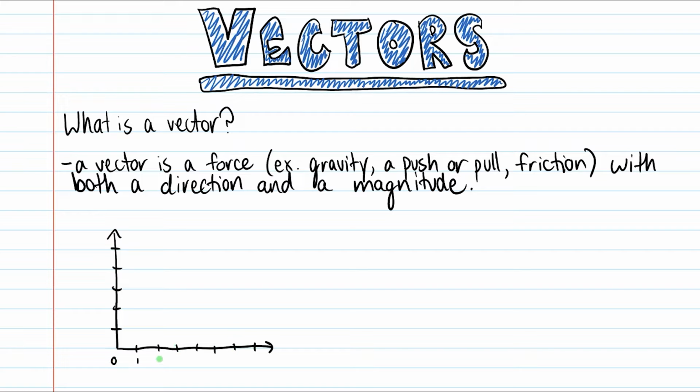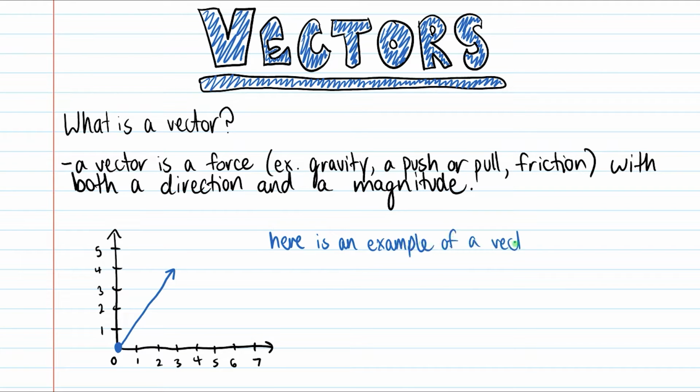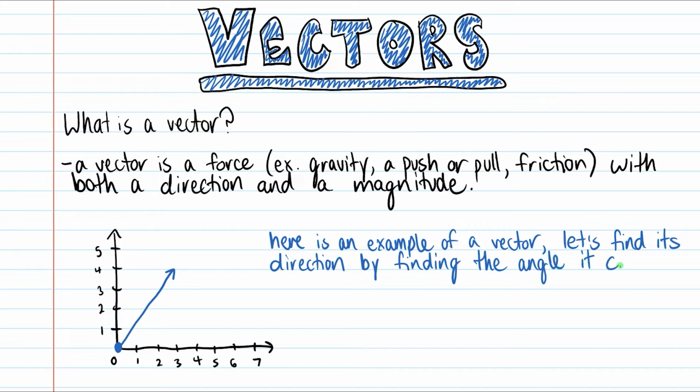Let's find the direction the vector deviates from the x-axis in terms of an angle. We'll call it theta. So here's an example of a vector. It's going in some direction and it has a length or a magnitude that it is traveling in that direction. So again, we're going to find the direction by finding the angle that it creates with the x-axis. That's going to be theta.